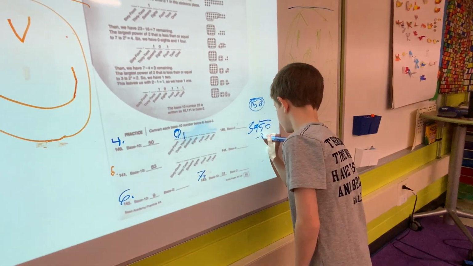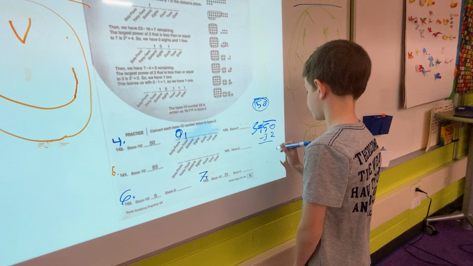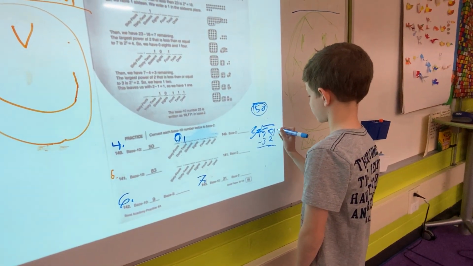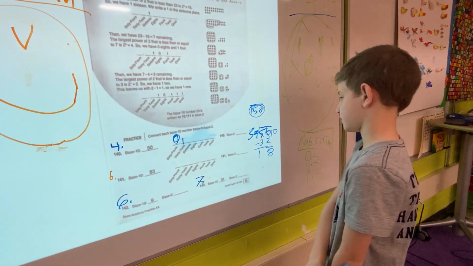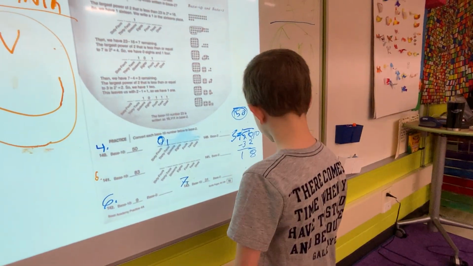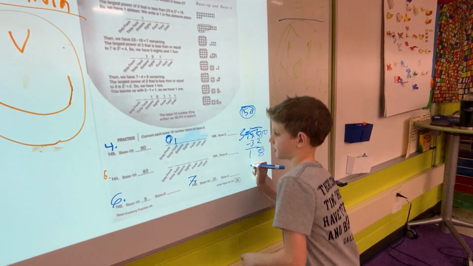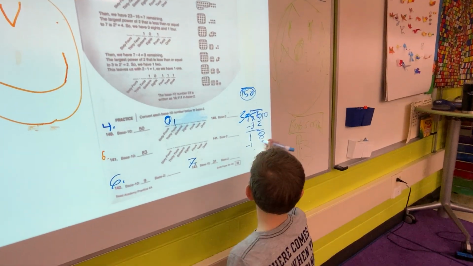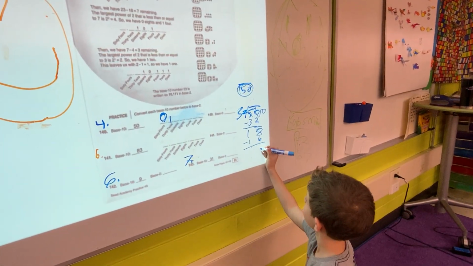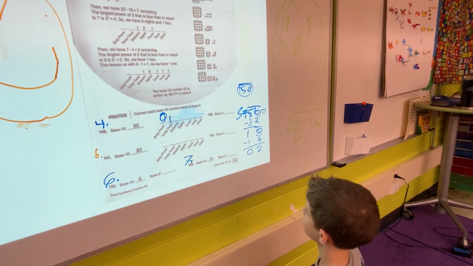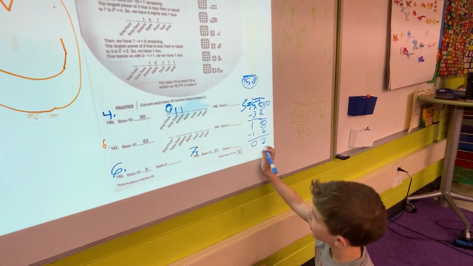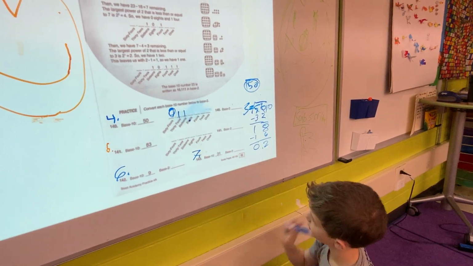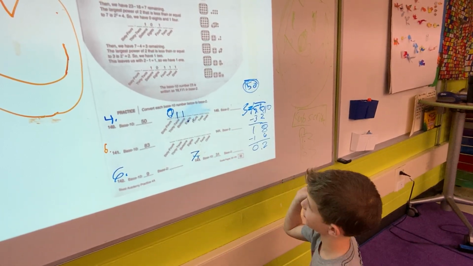50 minus 32 is 18. Now we can do 16. 18 minus 16 is 2. So we put 1 sixteen here. 8 can't go into 2. 4 can't go into 2.